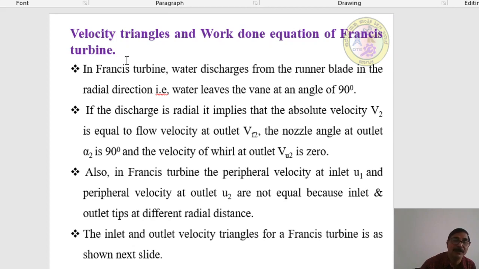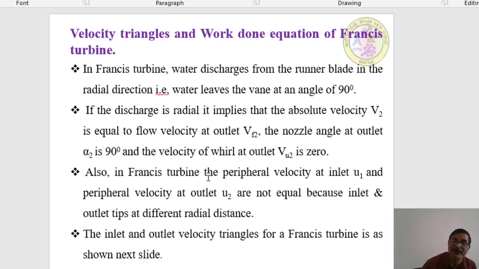Now, let us look at the velocity triangles and work done equation for Francis turbine. In Francis turbine, as already we have discussed, the water discharges in the axial direction. That is, water leaves the vane at an angle of 90 degree. If the discharge is radial, it implies that absolute velocity V2 is equal to the flow velocity Vf2. That we will see in the velocity triangles. The nozzle angle at the outlet, alpha 2, is 90 degree. That is, water discharges into the atmosphere at 90 degree. And the velocity of whirl at the outlet, Vu2, is 0.